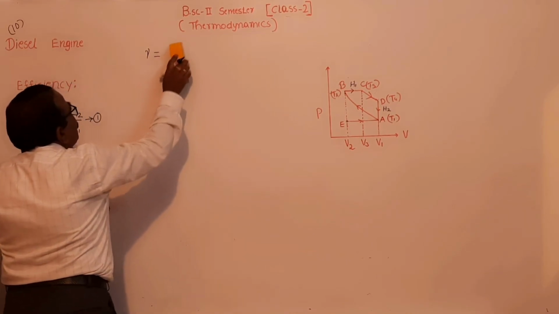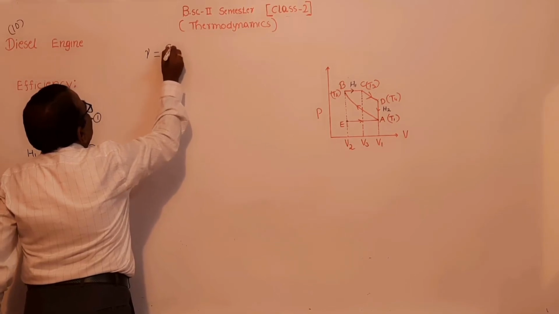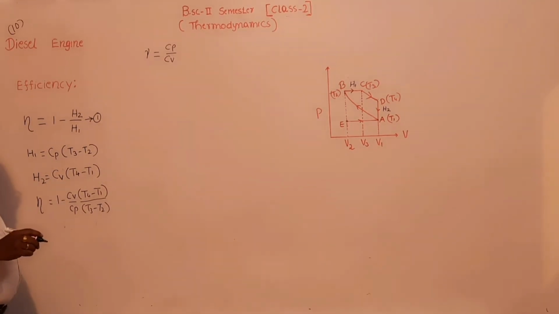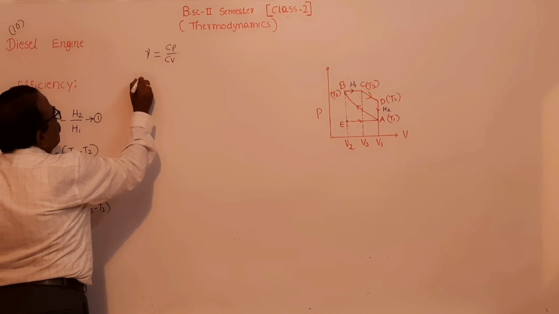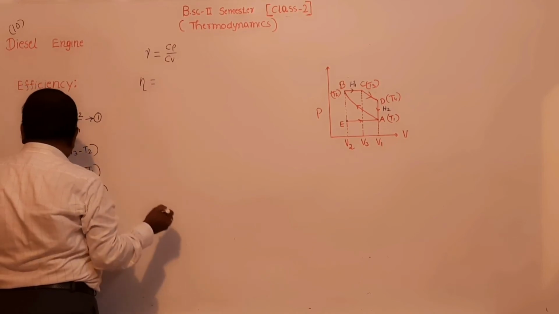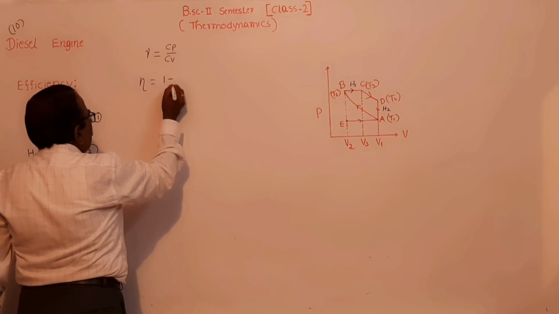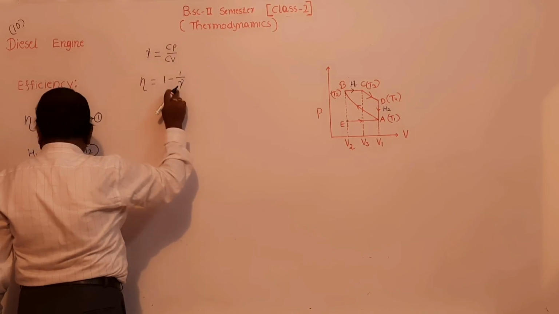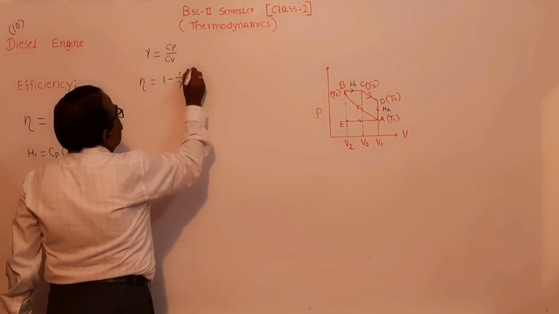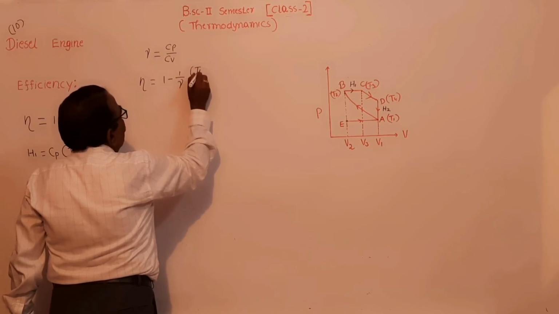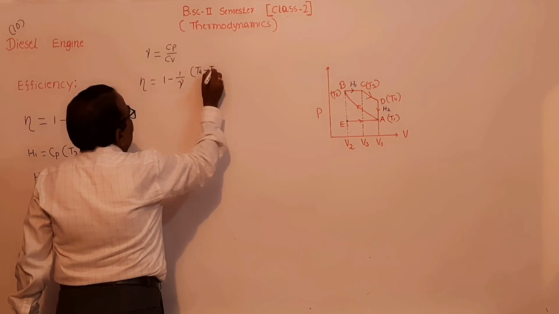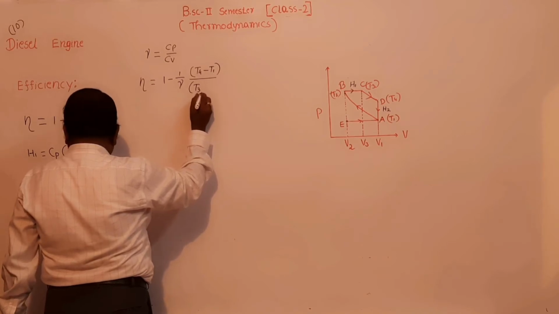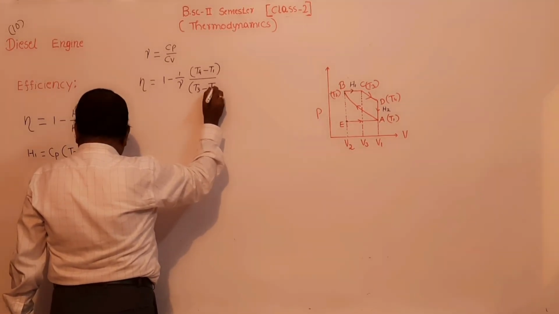You know that nu is equal to Cp by Cv. Cp by Cv is nu, so Cv by Cp is 1 upon nu. Your eta is equal to 1 minus 1 upon nu into T4 minus T1 upon T3 minus T2.